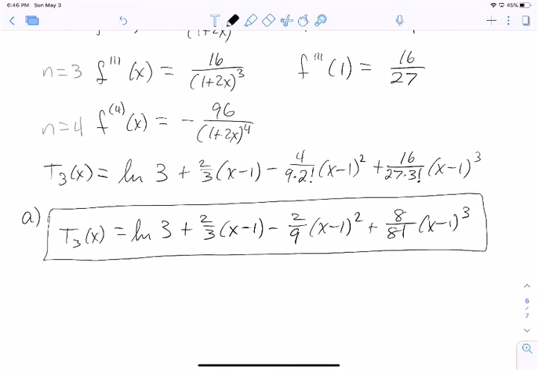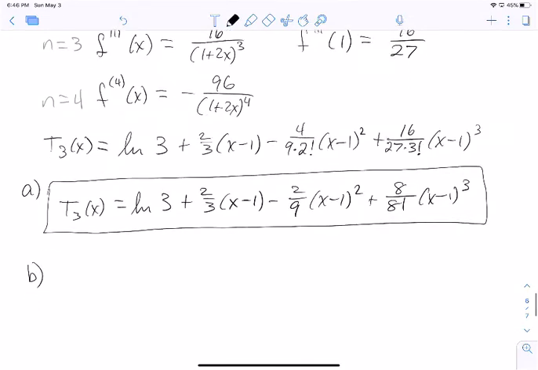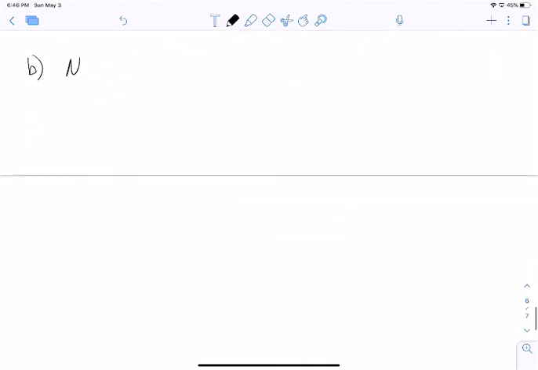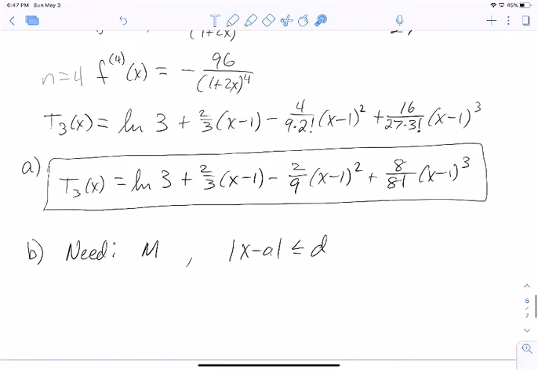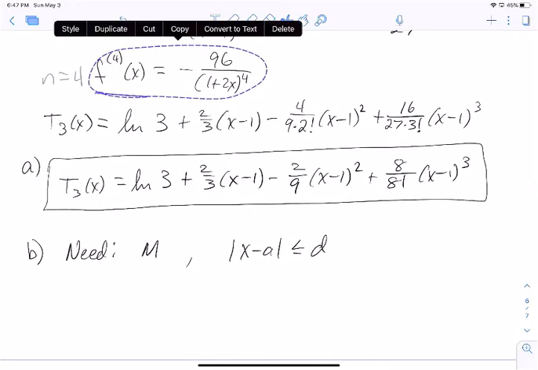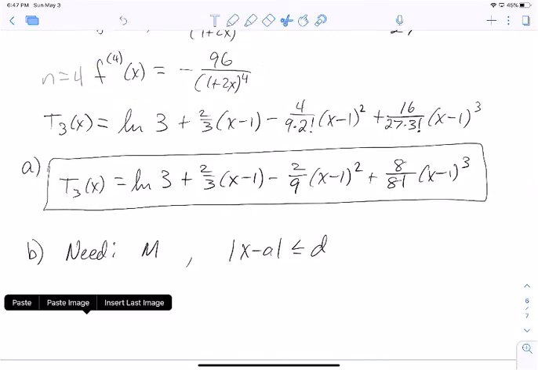That answers part A. For part B, to use Taylor's inequality, we need a couple of things. We need M, and we need an expression that looks like the absolute value of x minus a is less than or equal to d. For M, we go to the fourth derivative. Remember that the fourth derivative was -96 over 1 plus 2x to the fourth power. And I'm just going to copy and paste that down here.